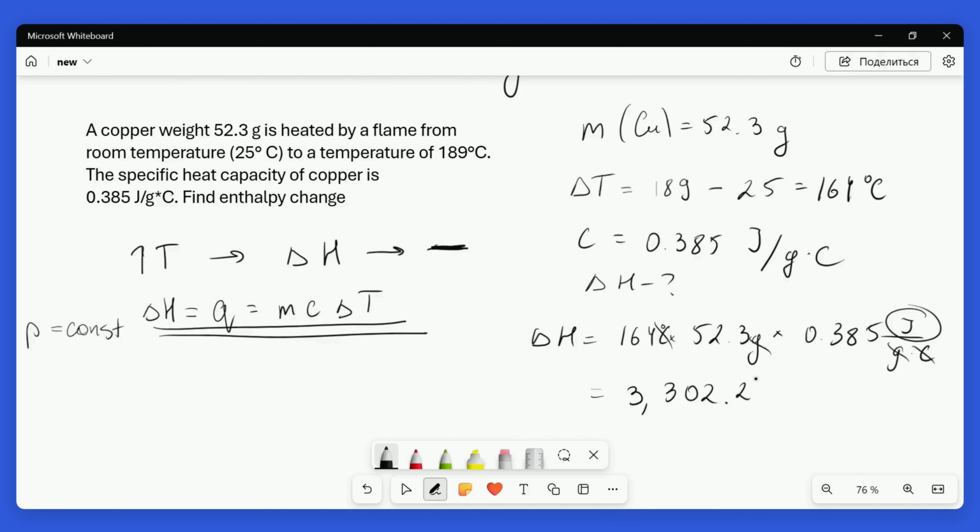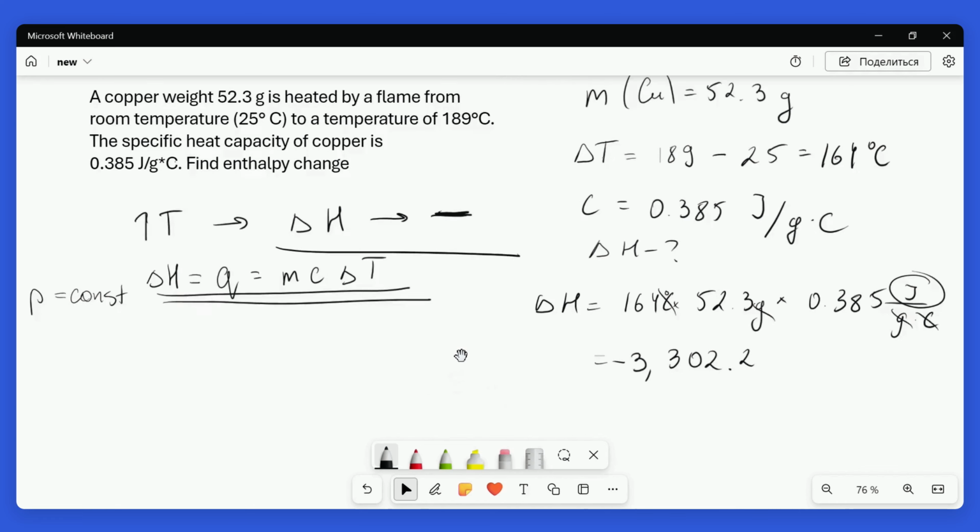So the answer here is 3,302.2. But remember what we said, delta H will be negative. So I'm putting a negative sign. Even though according to the math, I didn't get a negative, I still am getting negative because it's an exothermic reaction.